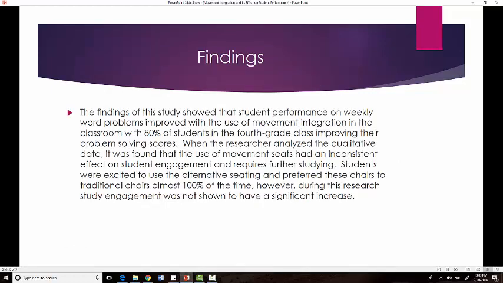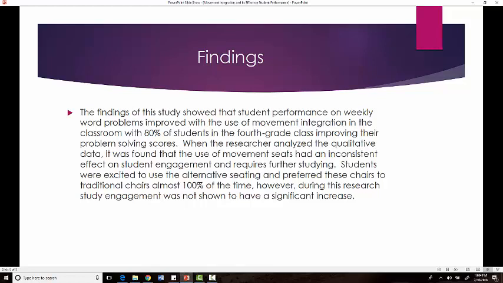So after my data was collected and analyzed, my findings, what did I find? So the findings of this study showed that student performance on weekly word problems did in fact improve with the use of movement integration in the classroom. And I had 80% of my students in the 4th grade class improving their problem-solving scores. When the researcher analyzed the qualitative data, it was found that the use of movement seats had an inconsistent effect on student engagement. And I think that this probably requires further studying.